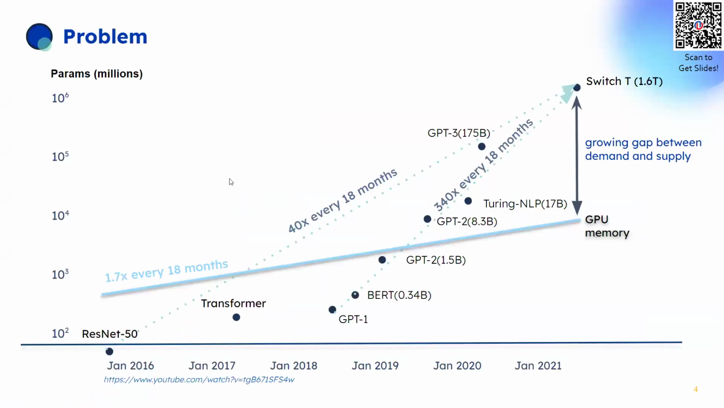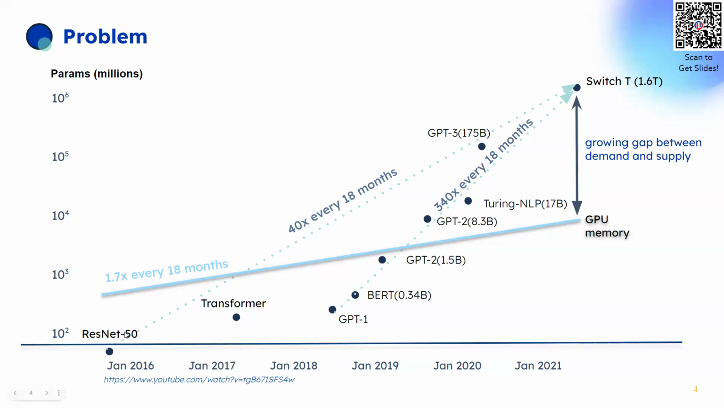So firstly, let me give you a figure. For this figure, the horizontal axis is a timeline. The vertical axis is the number of parameters in AI models. So we talk about GPT, BERT, Transformer, ResNet, and also Switch Transformer in this lecture. So here is just a summary.